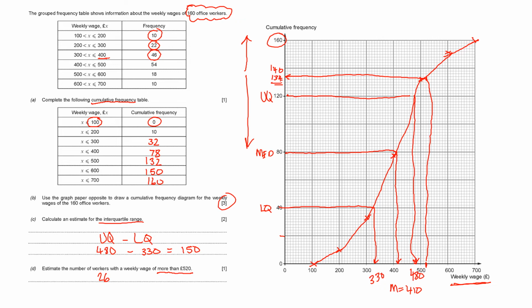If it asked for that as a fraction, it doesn't here, but if it said estimate the fraction of workers, then it would be 26 over the total amount of people, which is 160. Okay, that's if it wants it as a fraction. Next slide.